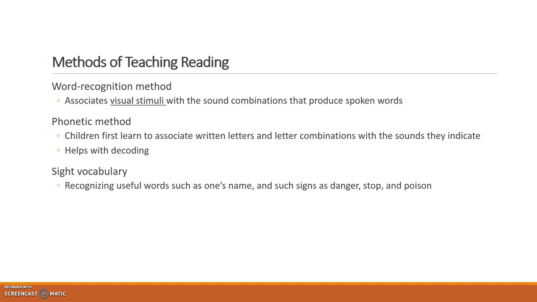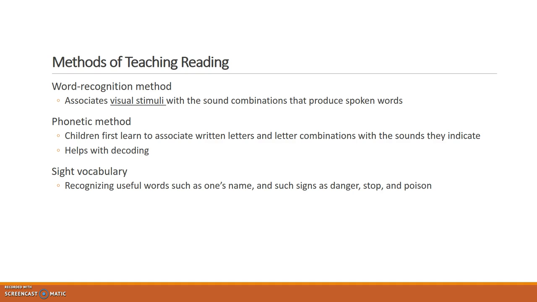Now, when we learn to read, reading is something that happens typically during this stage. When we're in school, we're taught one of two ways to learn to read. One is simple word recognition. So words are presented to us, or visual stimuli, with sound combinations that produce spoken words. Basically, simply, word recognition is learning to read through repeated exposure to words. So we essentially are memorizing words and how to say them, how they sound, what they mean.